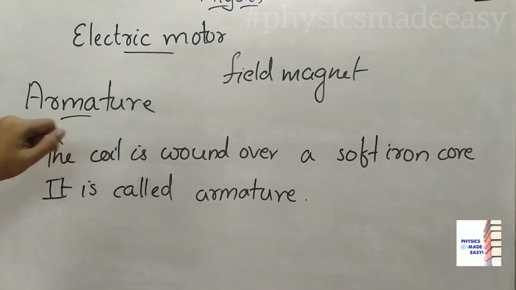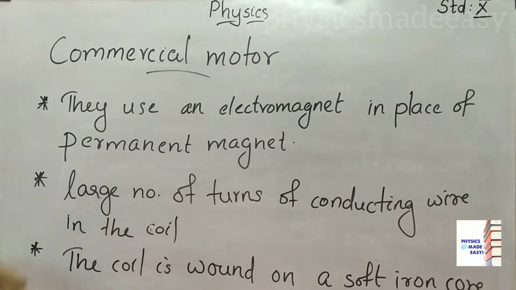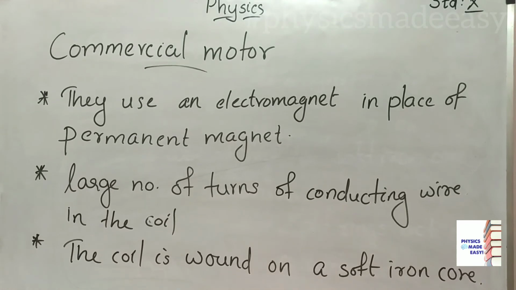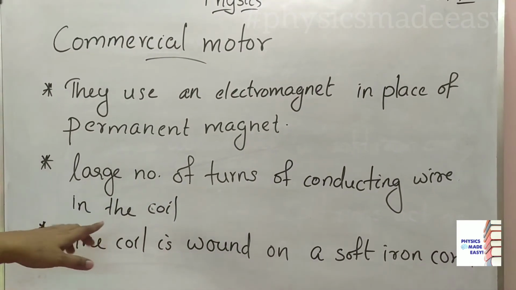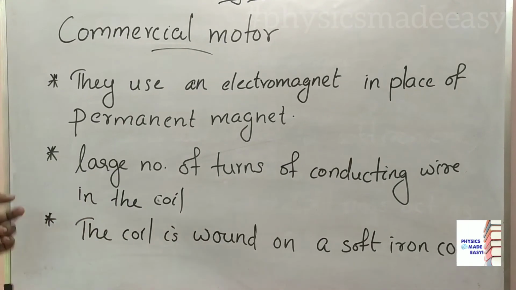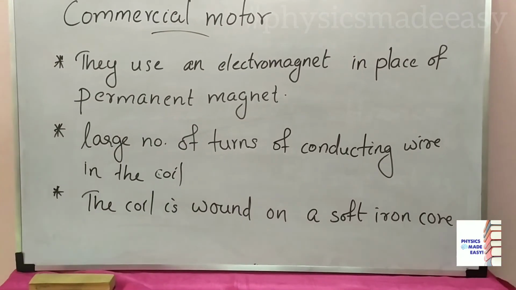Here you can see a commercial motor. They use an electromagnet in place of a permanent magnet. You can see a large number of turns in that conducting wire, that means a large number of turns in that coil. This coil is wound on a soft iron core.